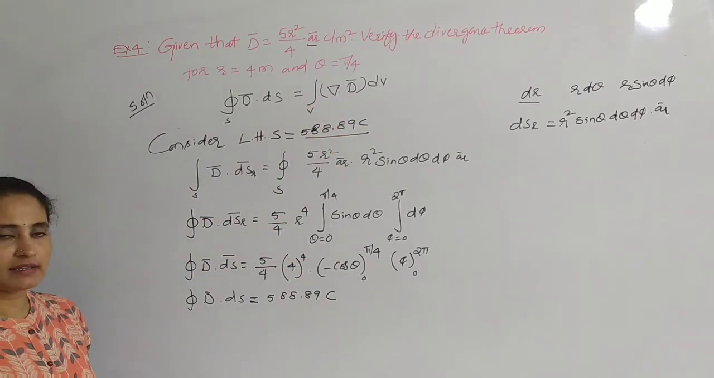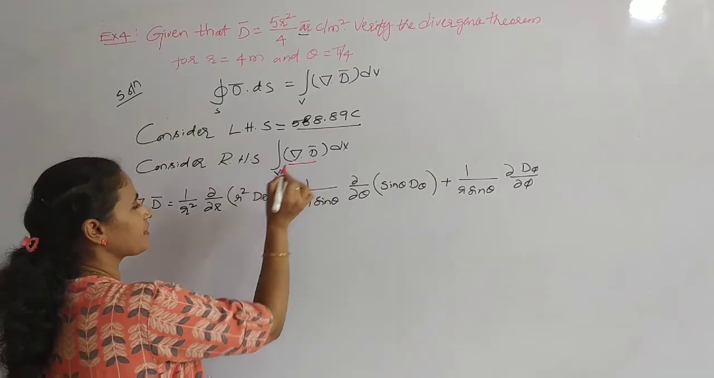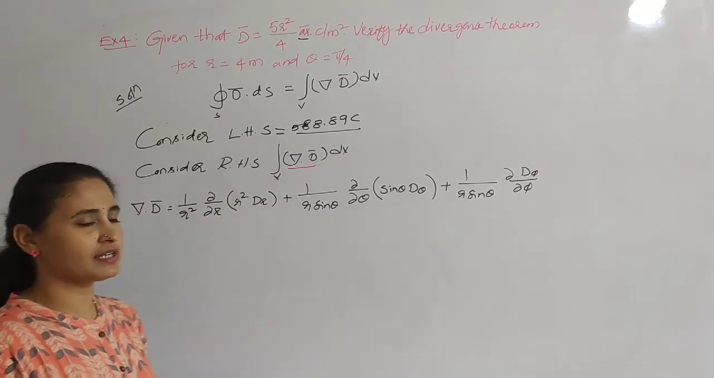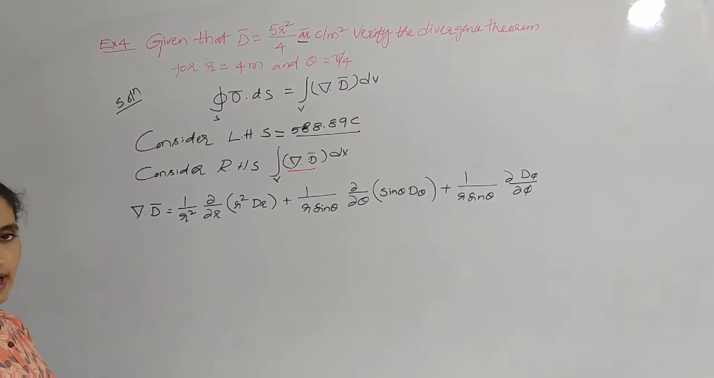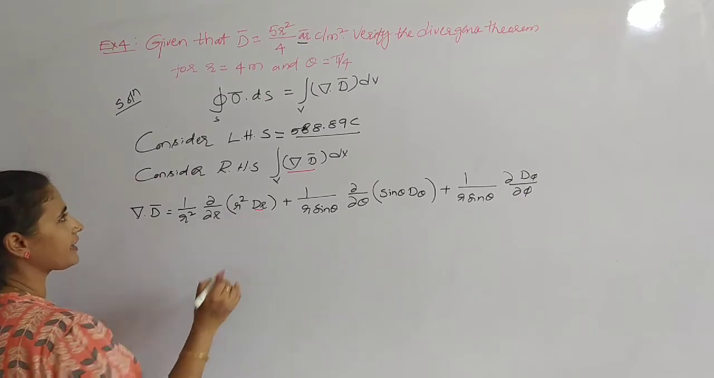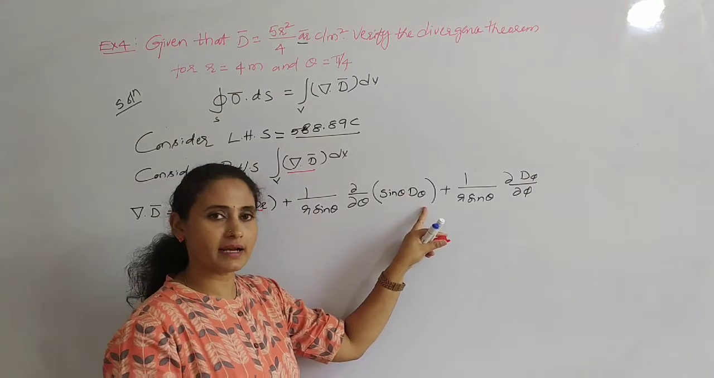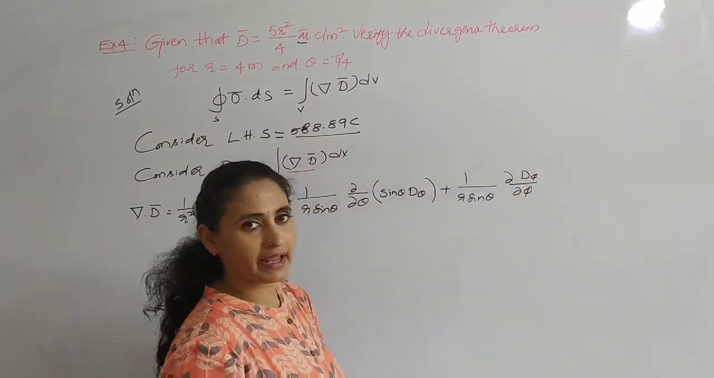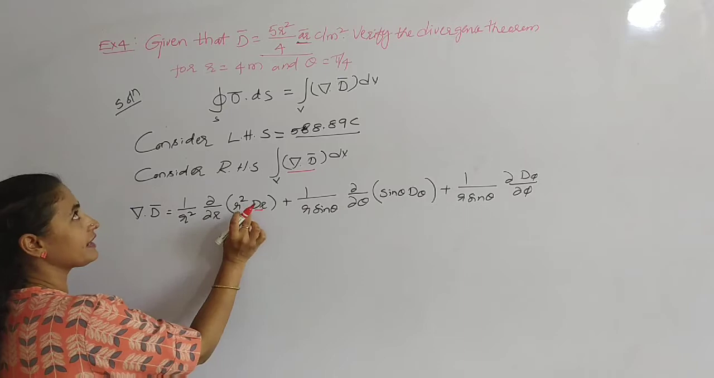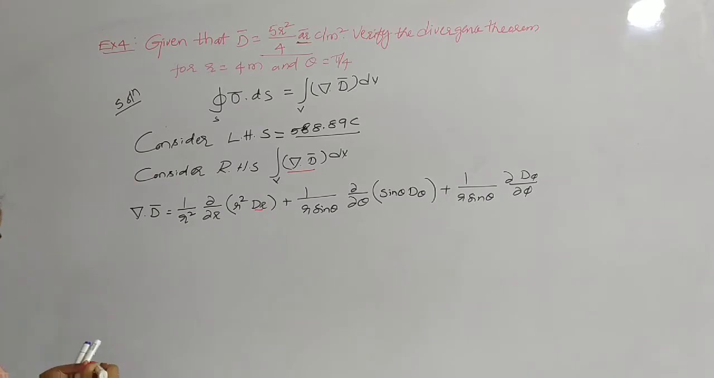Now we have to obtain the divergence of d bar in the spherical coordinate system. This formula we have already discussed in previous classes while discussing the divergence in Cartesian, cylindrical and spherical. Here d r is the A R component of the given vector field, d theta is the A theta component, and d phi is the A phi component. But in the given d bar we have only the A R term, meaning only the d r term is given, so the remaining terms will become 0.